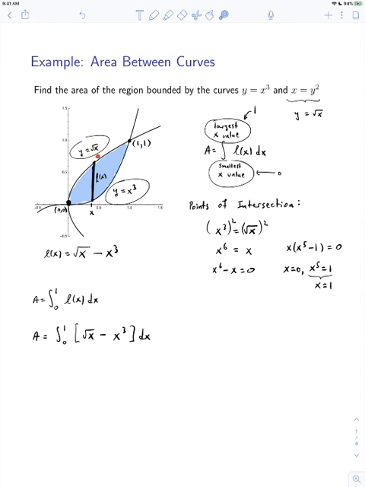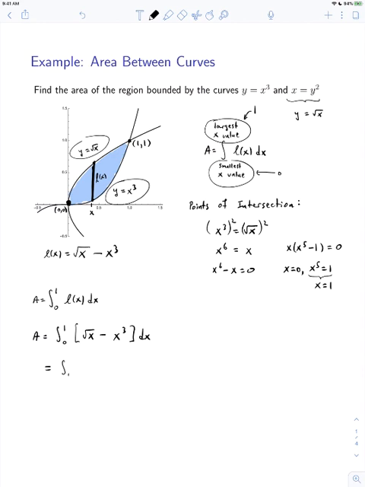So the largest y value is the square root of x, which is up here, and then the smallest value is x cubed, which is down here. So that's how we end up with this formula. And now we can simply integrate it. This is equal to the integral from 0 to 1. Well, we've already written that down. Let's just integrate it now.